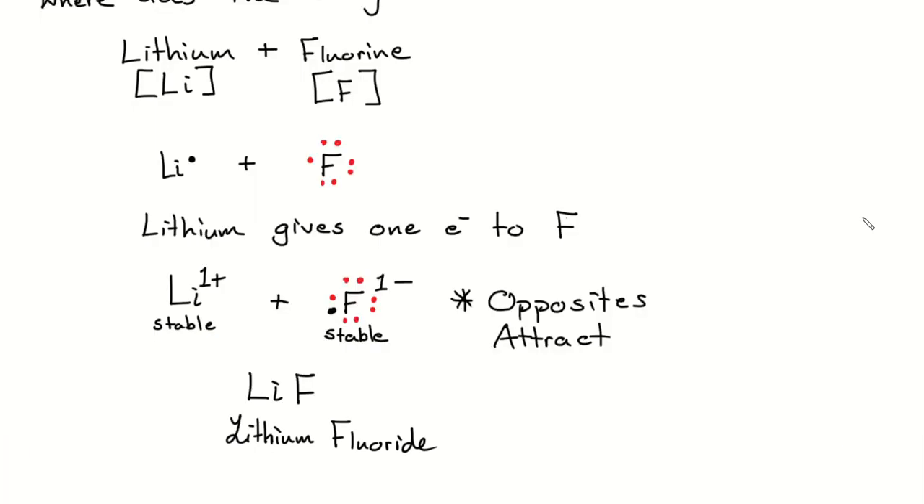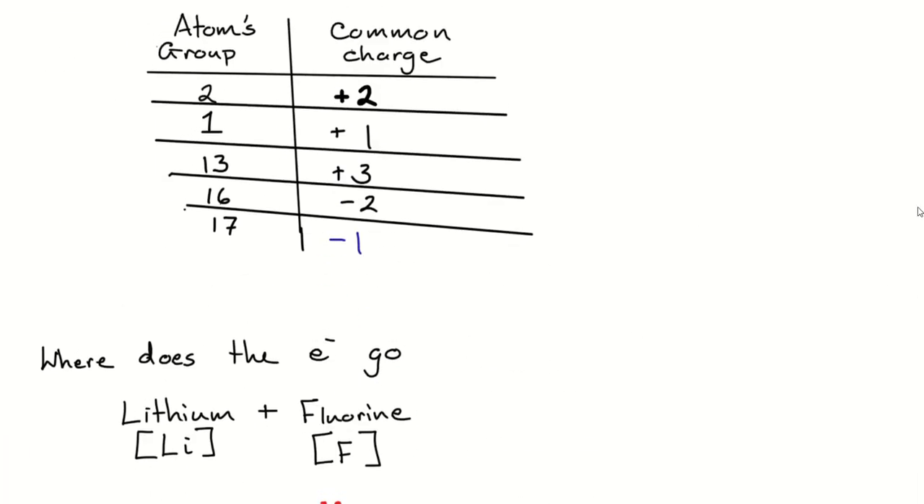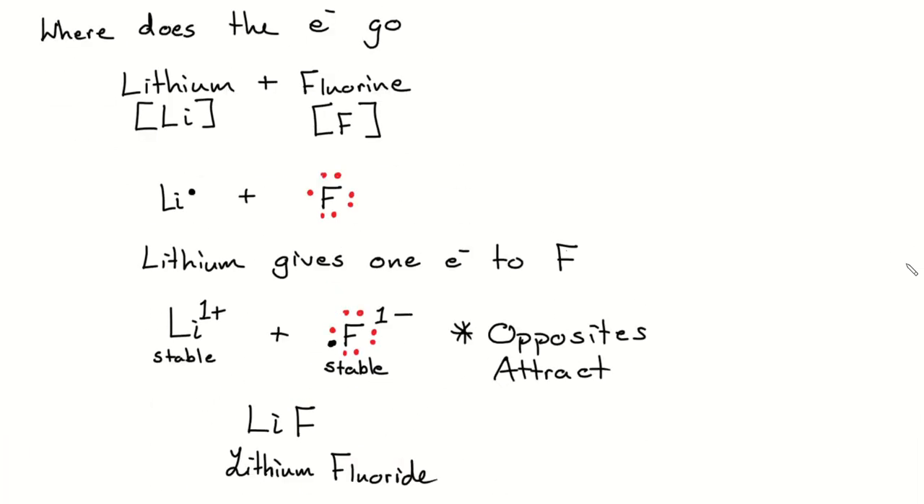Now, everything that we've seen just now, and I'm not going to write it here, but let's commit this to memory for now. This is known as ionic bonding because we are making ions. Whether it's cation or anion doesn't matter. Ionic bonding. Okay, opposites attract.